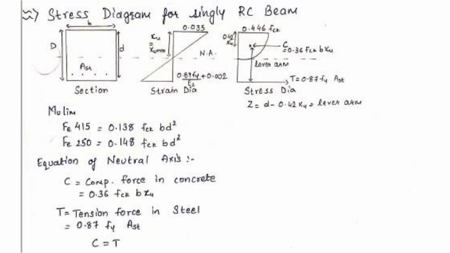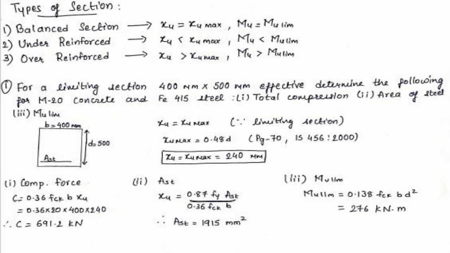So let us start with our first example. You also need to keep in mind that, as we discussed in the previous lecture, there are basically three types of sections we will be dealing with. The first one is a balanced section. For a balanced section, you always need to remember that Xu is equal to Xu max and Mu will be equal to Mu lim. Again repeating, Xu is the depth of neutral axis, Xu max is the maximum depth of neutral axis, Mu is the moment of resistance, and Mu lim is the limiting moment of resistance.